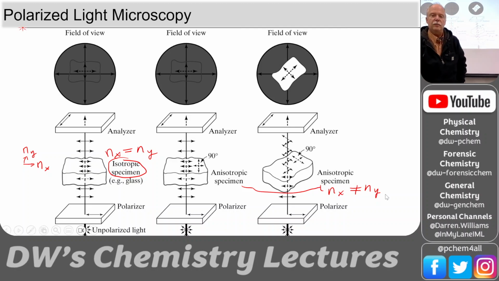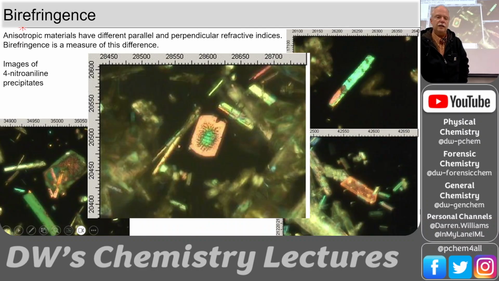So here are some pictures from my lab of some crystallization studies that I did. And you can see the black background. This is light that didn't go through a sample, and so the cross polarizers are blocking it. And then the light that does go through the sample is being rotated, and it does make it through the second analyzer.